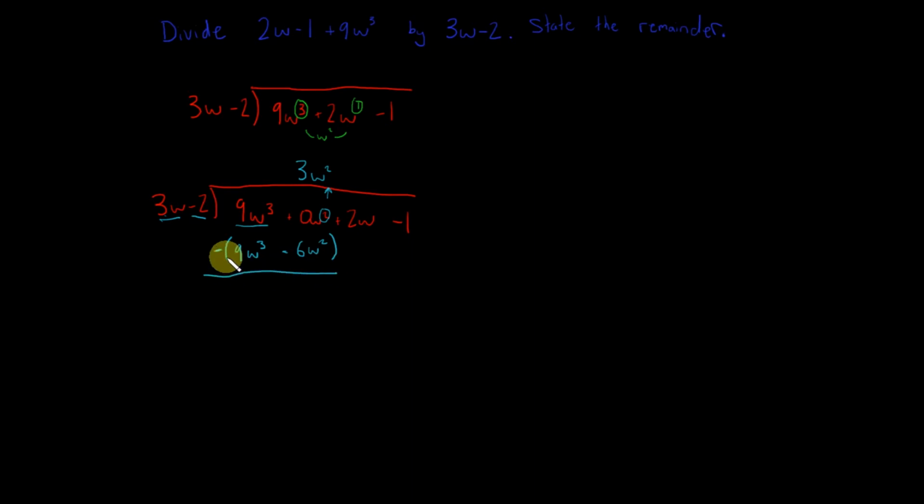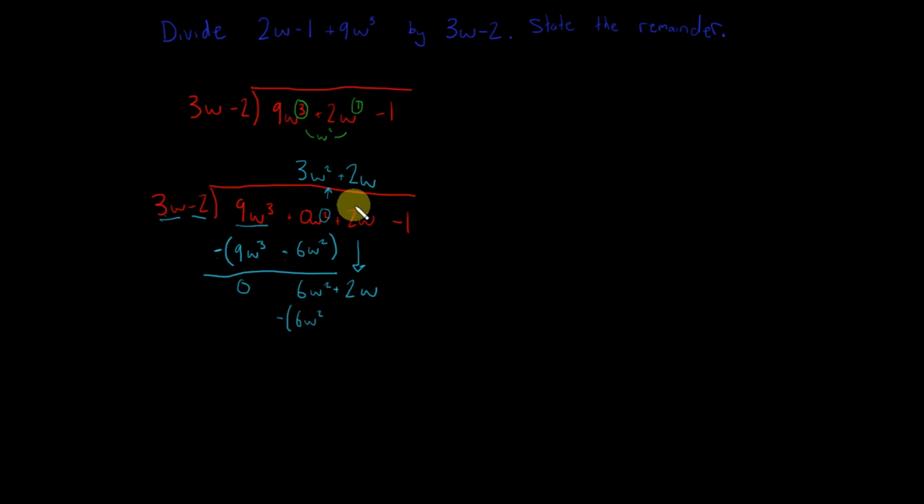So we know this will be 0. Then a minus times a minus is a plus, so 0 plus 6 will be 6w squared. And just like long division, we're going to bring down the 2w. So we have 6w squared plus 2w now. How many times does 3w go into 6w squared? It goes in 2w times, so that'll be plus 2w. So 2w times 3w is 6w squared.